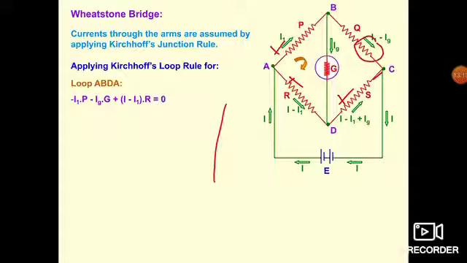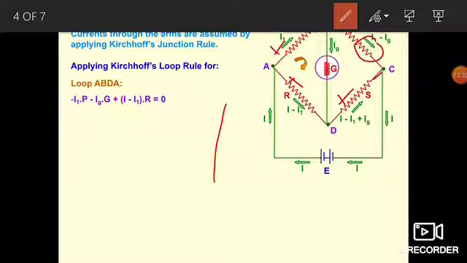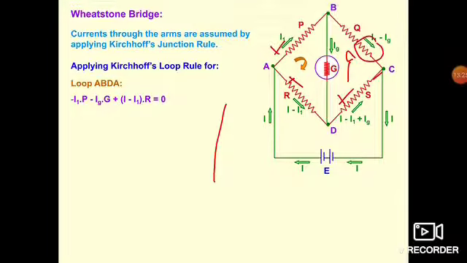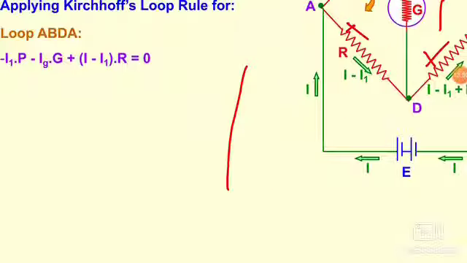Minus of IG into G. Actually this is moving like this, the direction I will tell you, they are moving in this direction, going up. So if they move in this direction, first I will get the negative terminal of G, because the current IG is entering from top to bottom. The top side of G will be positive and the bottom side will be negative. So minus of IG into G, then minus of I1 P, then plus of I minus I1 into R, and total voltage will be 0. Now move to the next point.